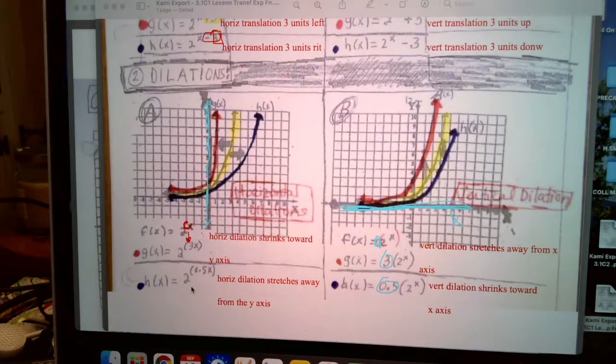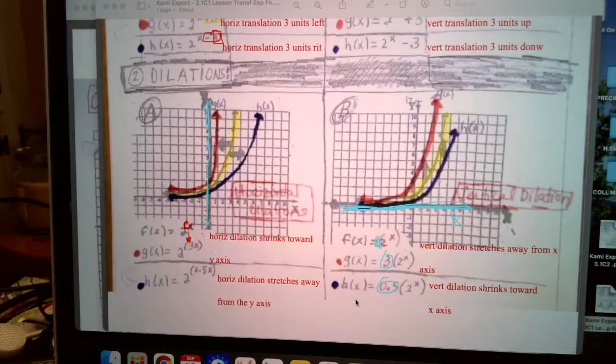In a similar way, in your y2, if you type in 2 to the 0.5x, you will notice as it compares to the parent function, it's moving horizontally. Dilation, what the word means is it's going to stretch or shrink. This one's moving away. So we say it's a horizontal dilation that stretches away from the y-axis.